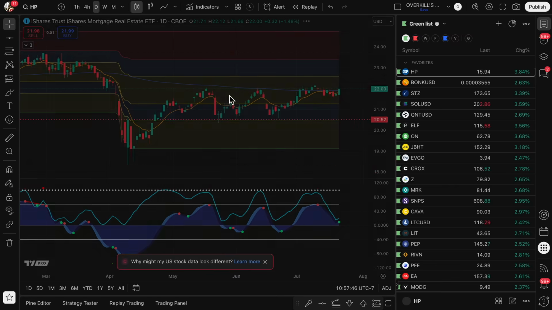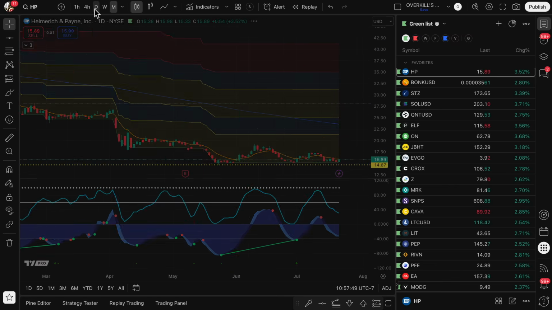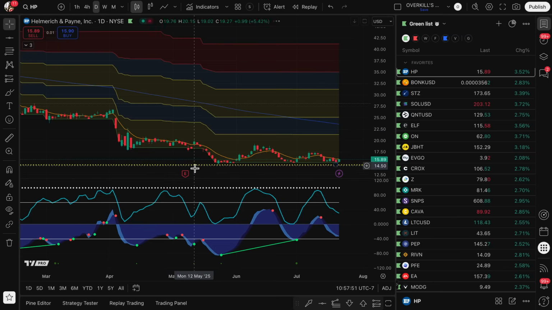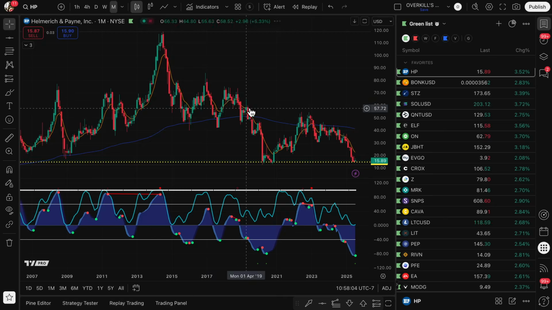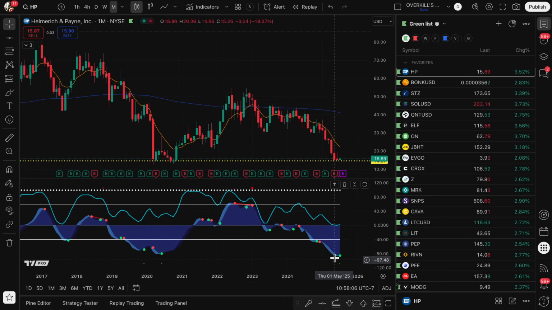HP, does that have the monthly? Yes, it does. That has a monthly dot there. This one looks very interesting here. 35 to 40 would be my target. This stock has been hit so hard. We tried to enter this one, I think back in here, like 30 bucks, but it really failed. But this green dot is very, very deep.